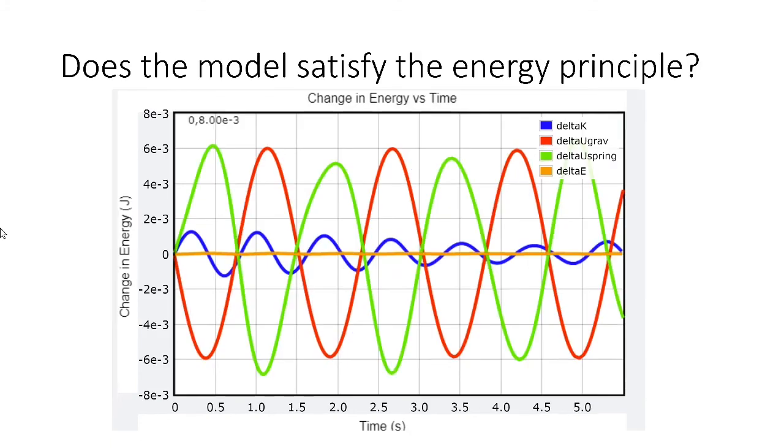In the energy graph produced by the model, delta E is equal to 0, and as can be seen by aligning this line to the curves, the change in kinetic energy, change in gravitational potential energy, and change in spring potential energy add to 0. As the change in kinetic energy starts to have a smaller amplitude here, the change in both potential energies change correspondingly. So for this model of the system with my assumptions, the model satisfies the energy principle.